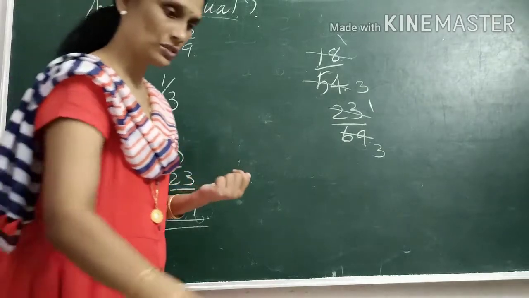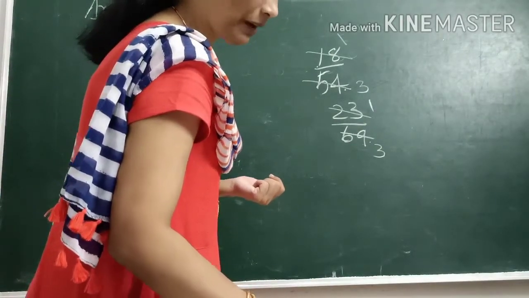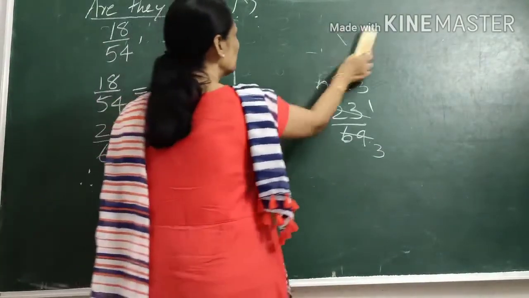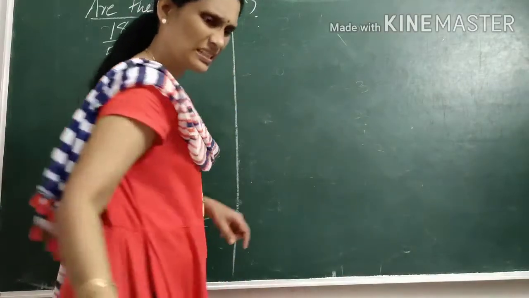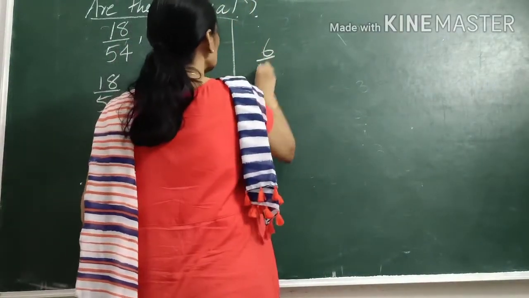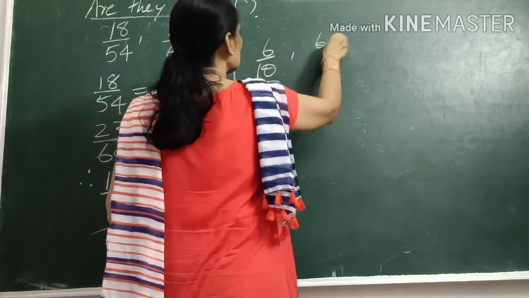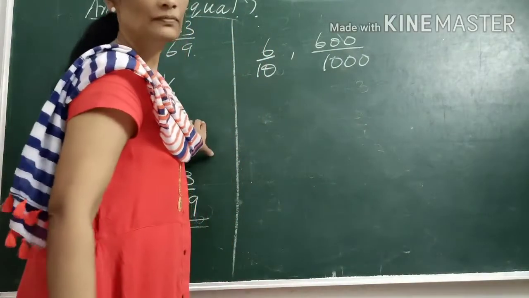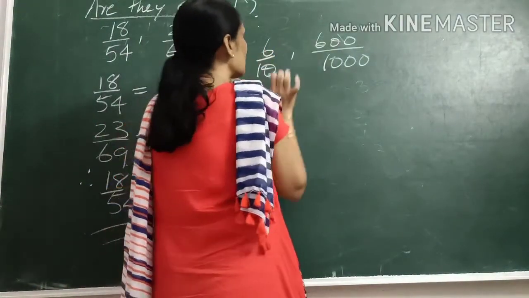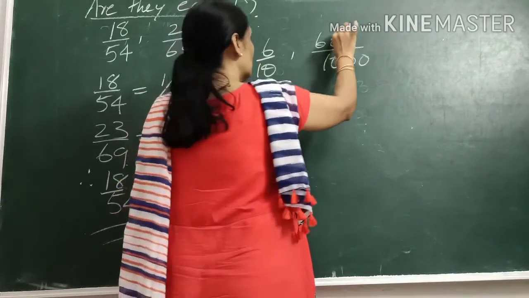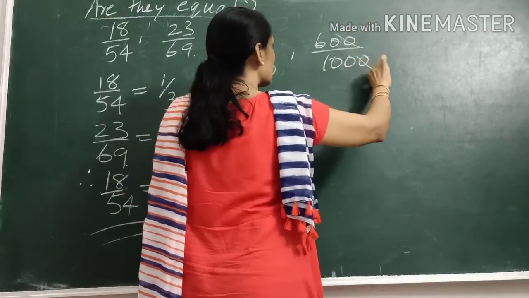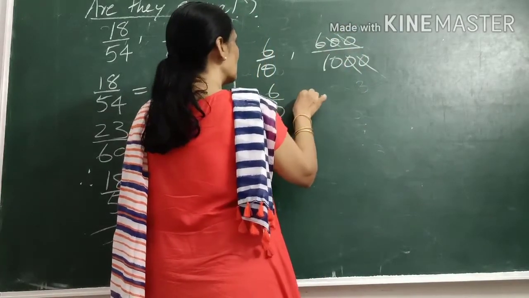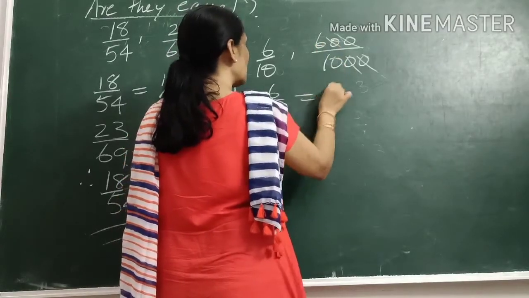Okay, one more question. 6 by 10 and 600 by 1000. Are they equal fractions? See here, 6 by 10. First of all, let us cancel the zeros. In 600 by 1000, cancelling the zeros, this also becomes 6 by 10. 6 by 10 is equal to 6 by 10.